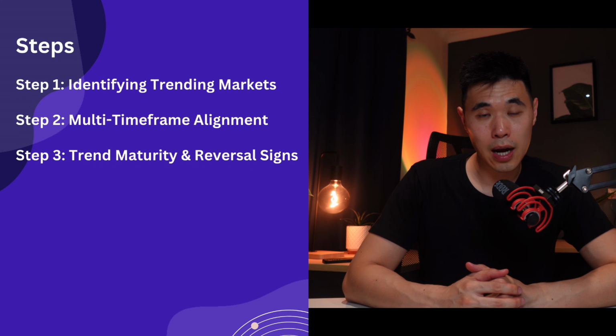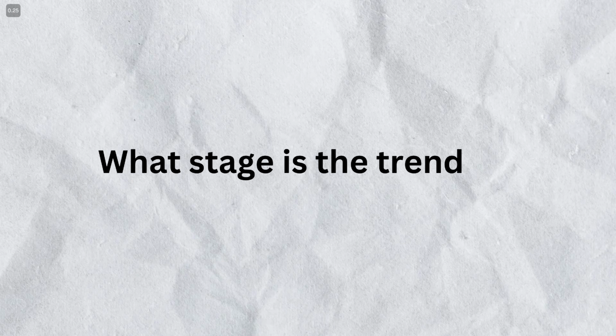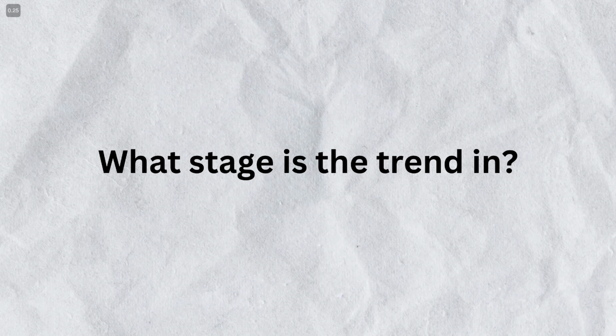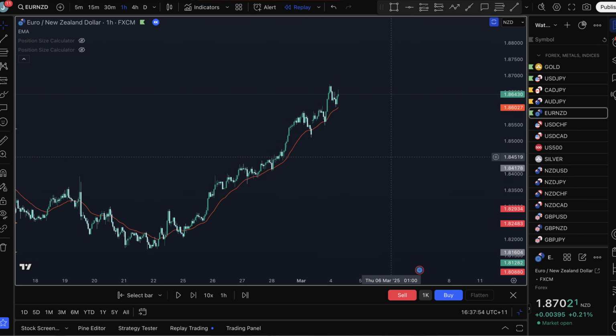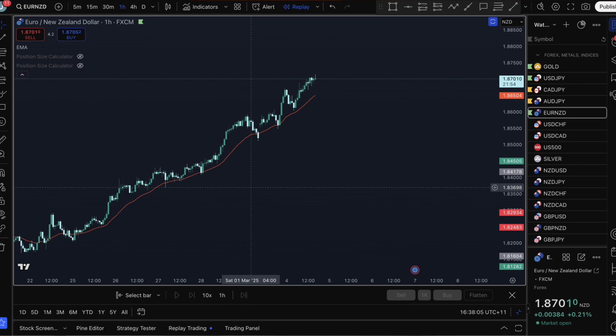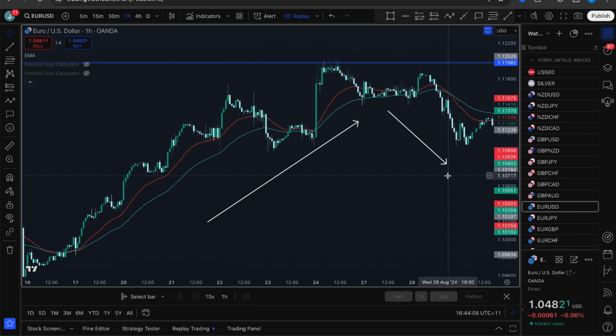So for step 3, I'm looking for the trend maturity and reversal signals. So once I've confirmed the trend, I usually ask myself, what stage is the trend in? So is it in an early trend, just starting out? Is it in a mid trend? Or is it in a mature trend, which might be weakening or potentially reversing? So I don't want to enter when the trend is exhausted or showing signs of a reversal. So if everything looks good, I then move into the next step.